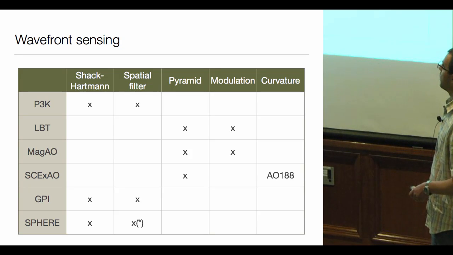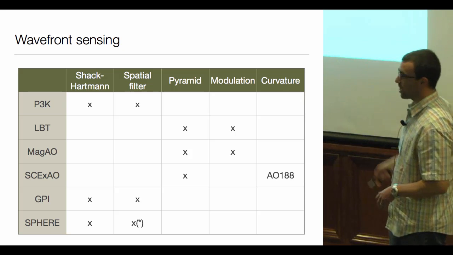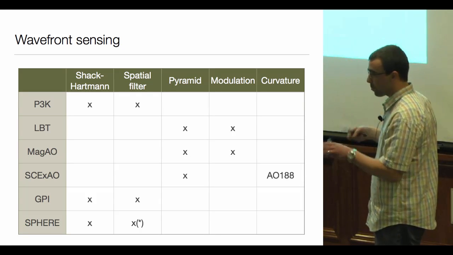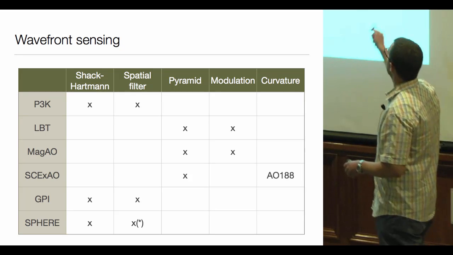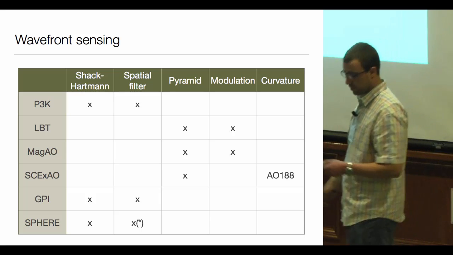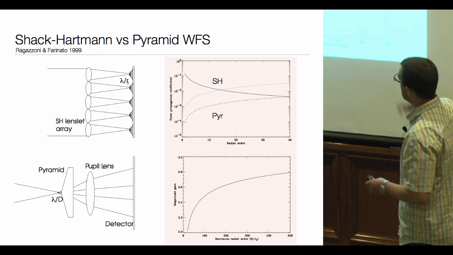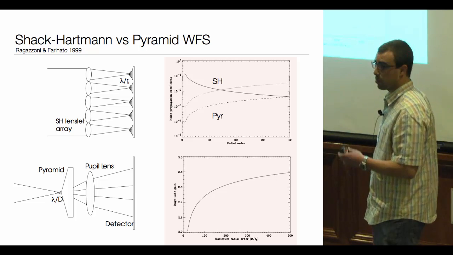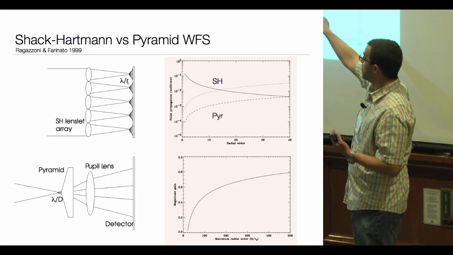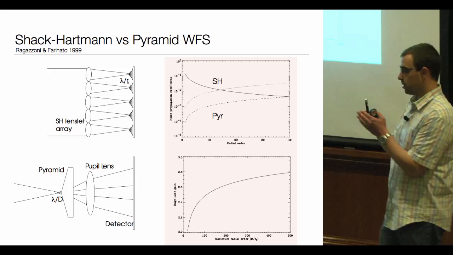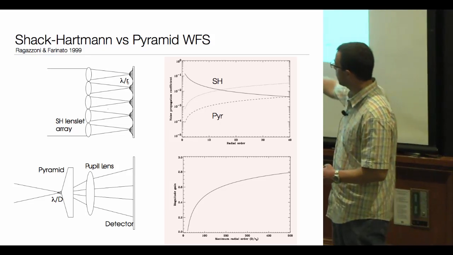Wavefront sensing for these instruments is divided into two main families. We have classical Shack-Hartmann wavefront sensors with spatial filtering, and I'm going to say a few words about that. The other family is pyramid wavefront sensing, modulated or not. And in the case of Subaru, we have curvature wavefront sensing. The difference between Shack-Hartmann and pyramid wavefront sensing is the way the light is sampled. The Shack-Hartmann wavefront sensor samples the wavefront in the pupil and re-images each portion of the pupil to spots, for which we measure the centroid offsets. From that, we can reconstruct the local slope of the wavefront.